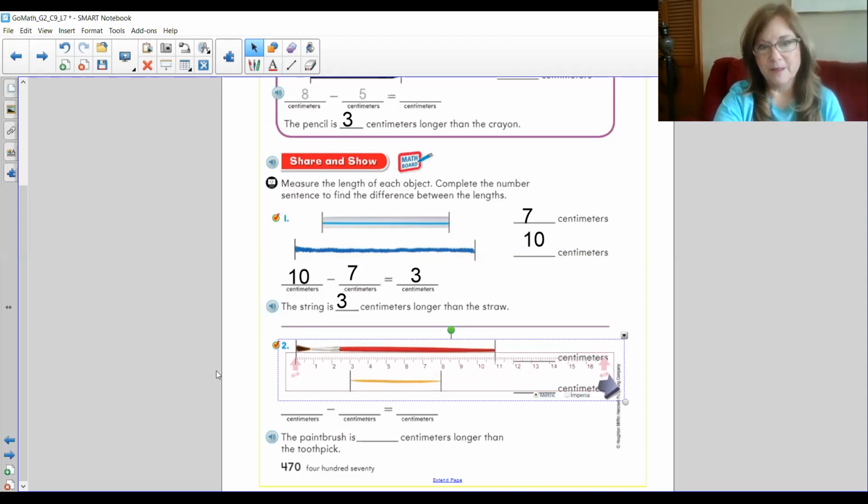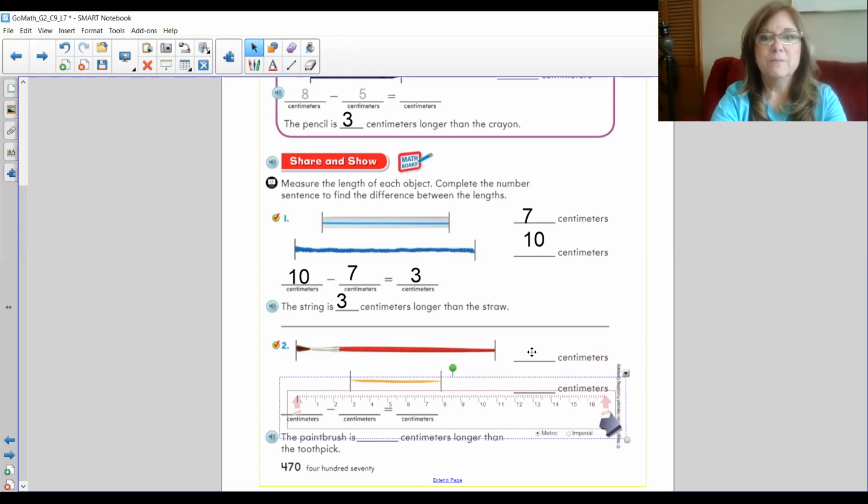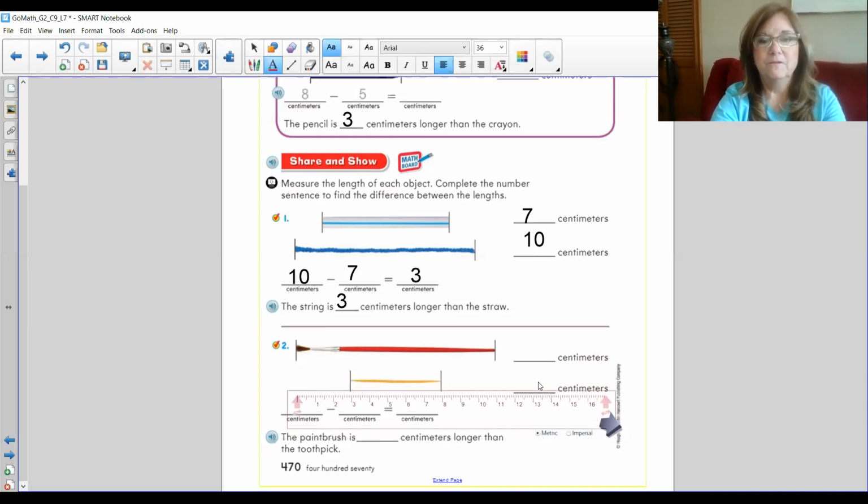I'm lucky on mine, it has an arrow, so where that arrow is, I know I'm supposed to line up the very beginning of the object. And I follow it all the way down, and it looks like it's at the 11, not the 10, but the 11. And if I were doing this in inches, I would only get 4 inches. So be sure that you're measuring with the right unit, and that is with the centimeter. Okay, so we want to put an 11 right here, 11 centimeters.